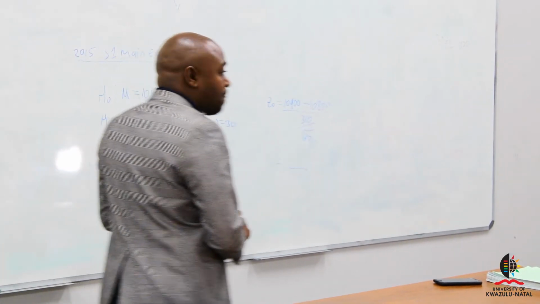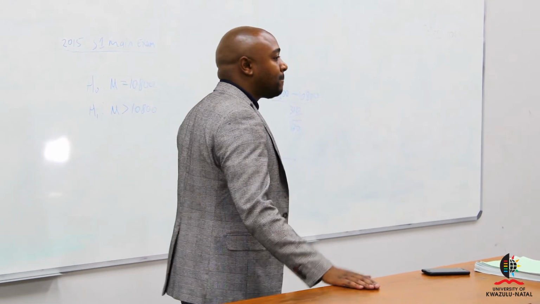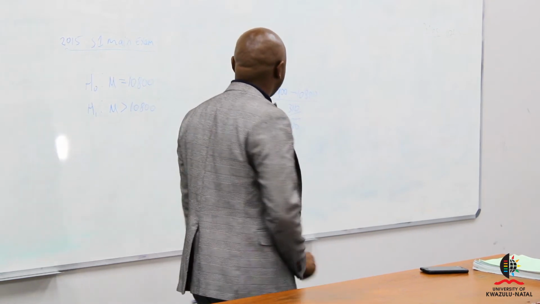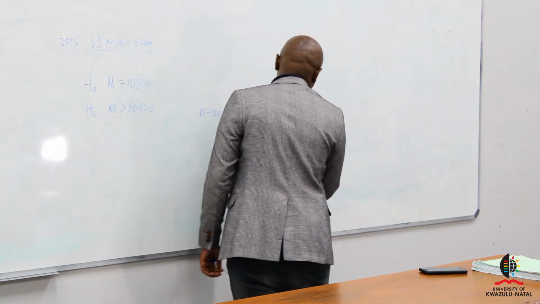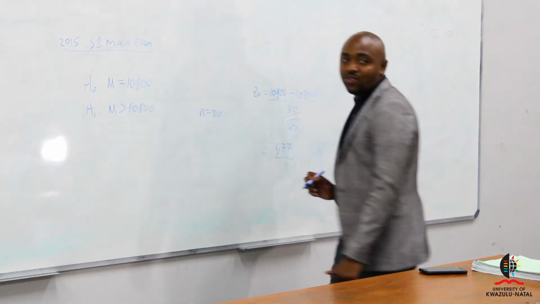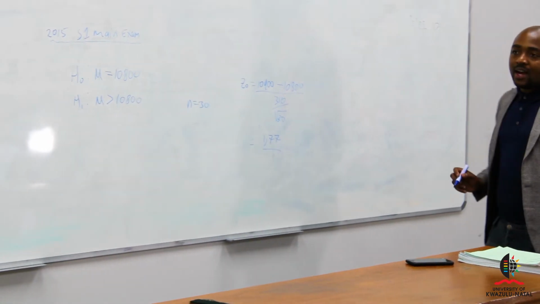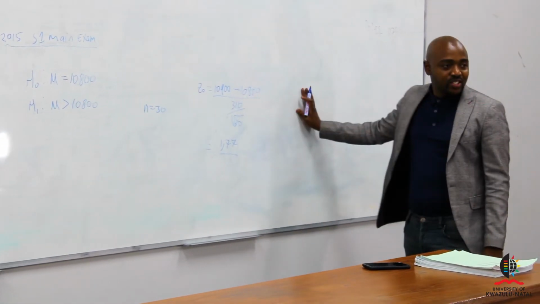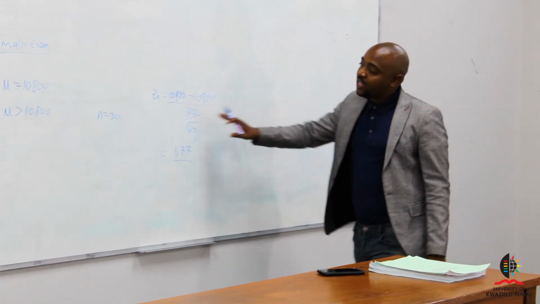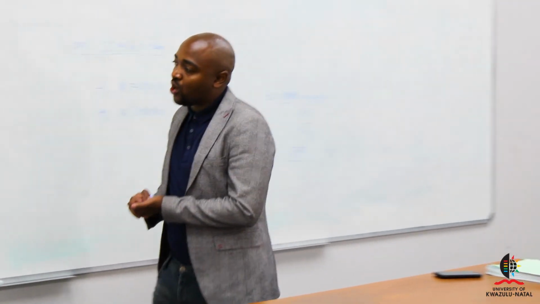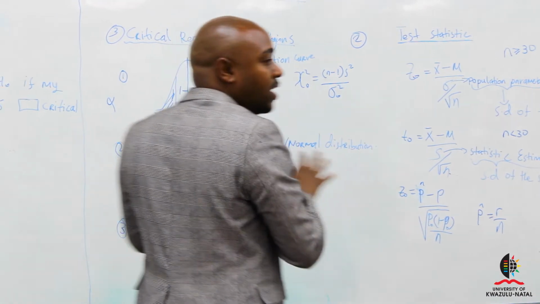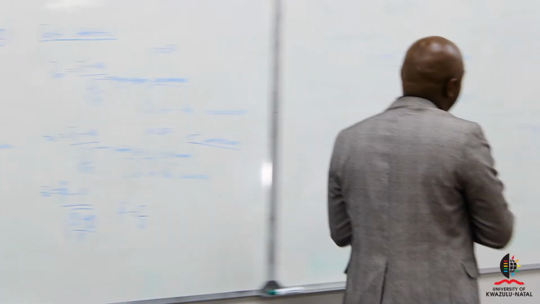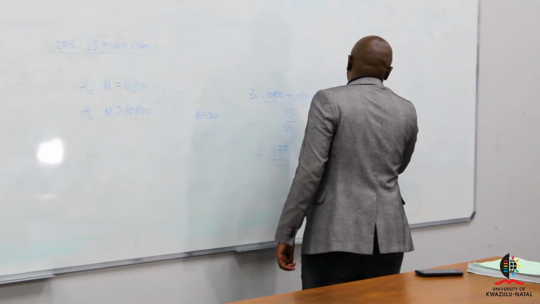Okay. So what is your test statistic? 1.77, right? Then critical region. Your critical region now, right? Obviously, if your test statistic is based on your Z0, it means that your critical region will be on the normal distribution curve. So you've got this curve.